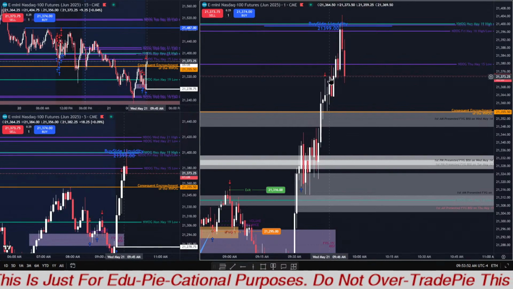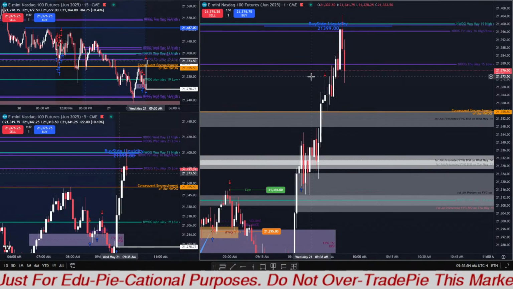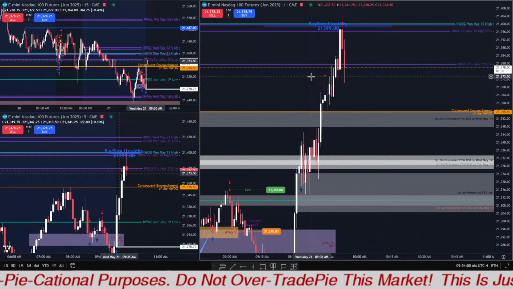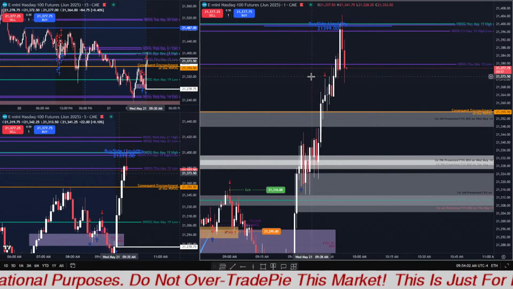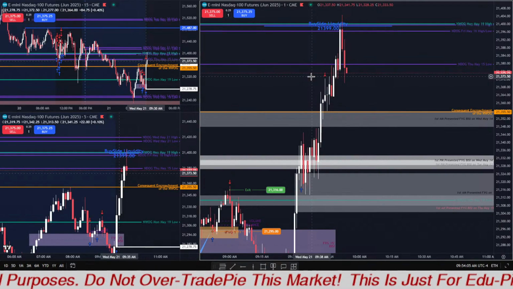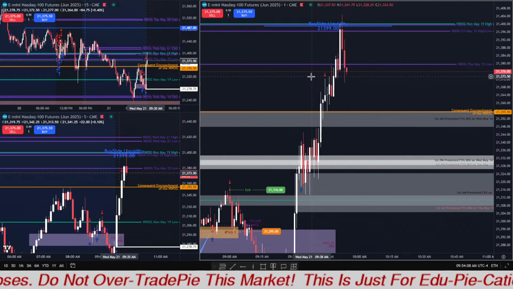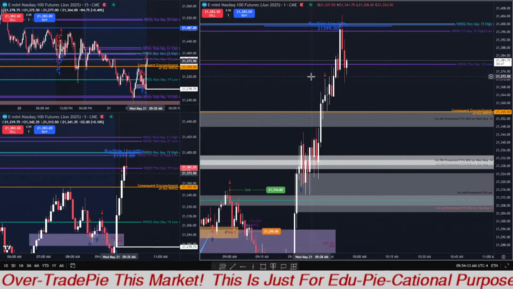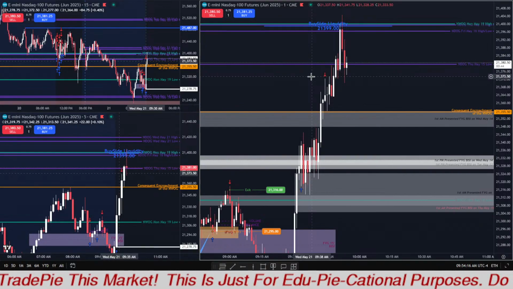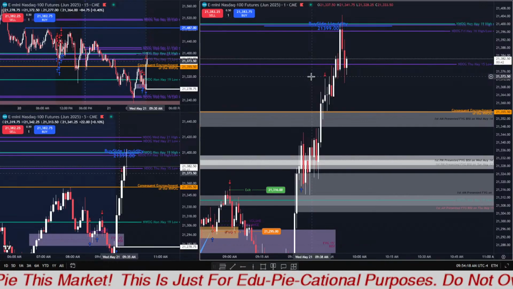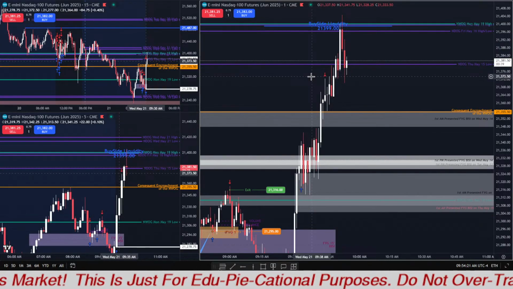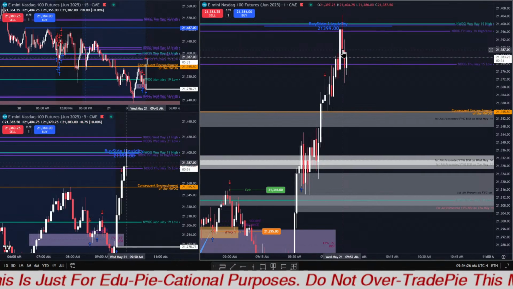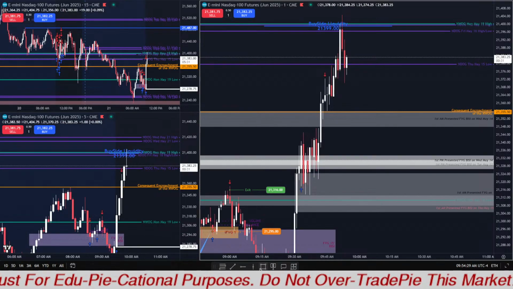Now my eyes are on the midpoint of this week over here. I'm interested to see how it's going to be traded. So far the body of this candle respected the midpoint. Now we have this small portion of imbalance in the market over here.